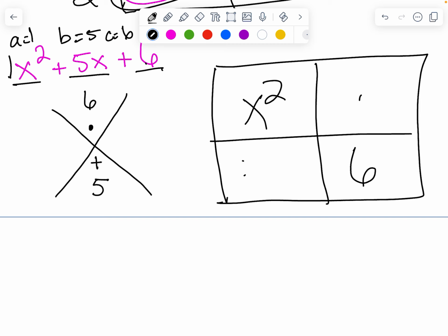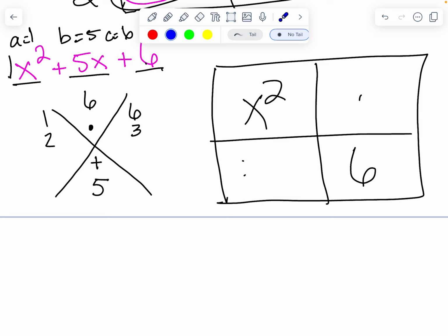So the numbers that multiply to give me 6, I start with 1 times 6. And then I always start with 1. Then I think, does 2 go into 6? Yes, it does. 2 times 3. So I've got 1, 2. And the next number is 3, and it's already here. So I start: 1 goes into 6, 2 goes into 6. 3 is the next one, but it's already here. So I'm done.